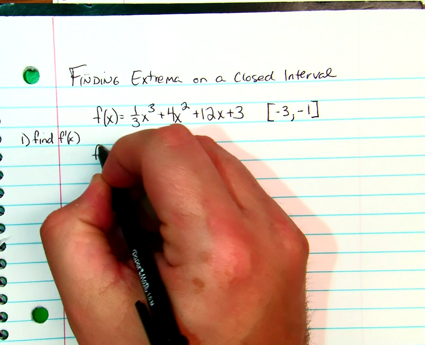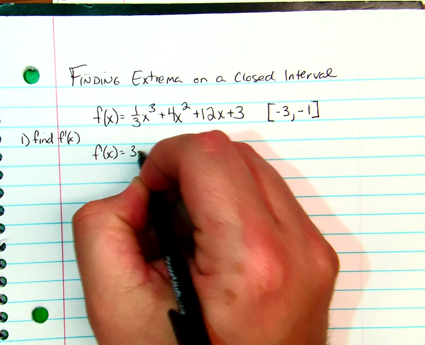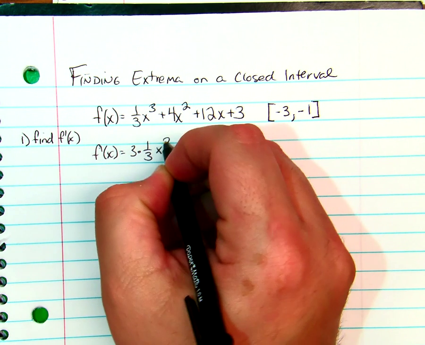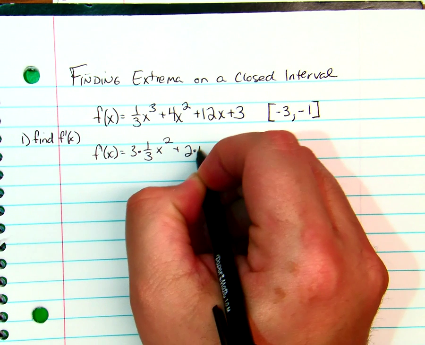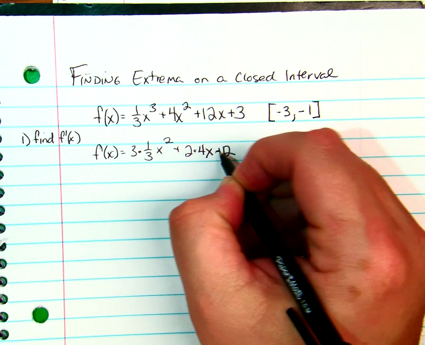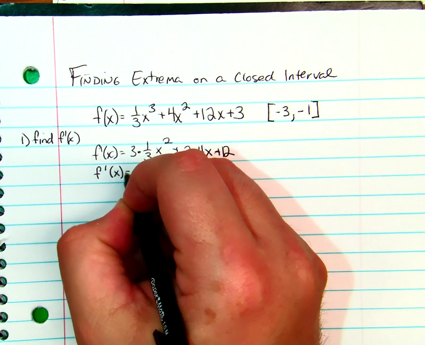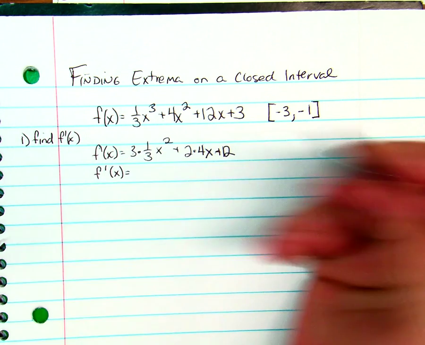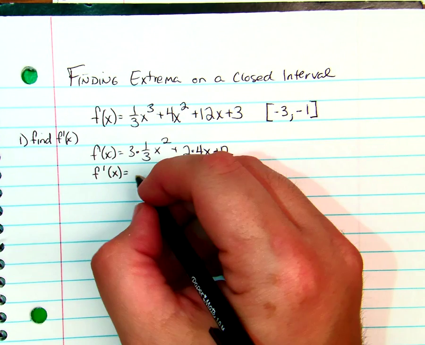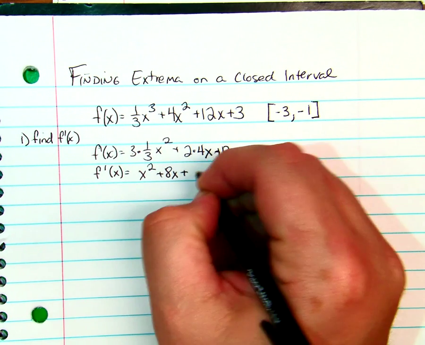So f prime of x is going to be 3 times 1/3 x squared plus 2 times 4x plus 12. And so f prime of x is going to be 3 times 1/3 is 1. So I get x squared plus 8x plus 12.